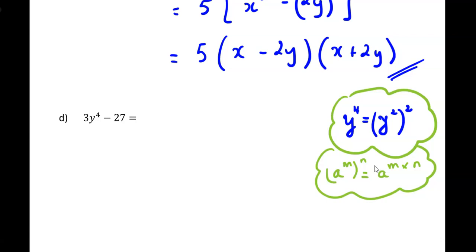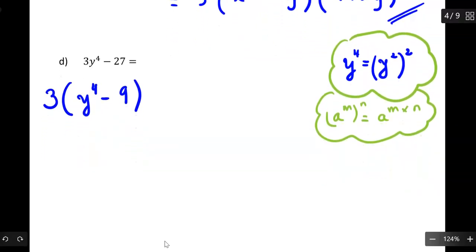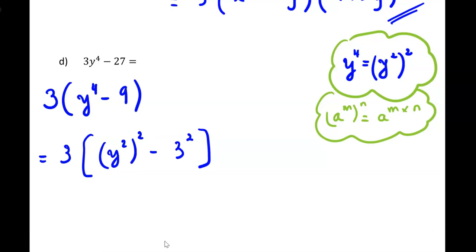So in this case, I will try common factor first. If I pull out the 3, I have y to the 4 left in the bracket, and here I should get 9. Now you see 9 is a perfect square. So eventually, after you've done the step of common factoring, the perfect square will reveal itself. So now I am going to write this as y squared, all of it squared, and 3 squared. You need to match that formula with the perfect squares.